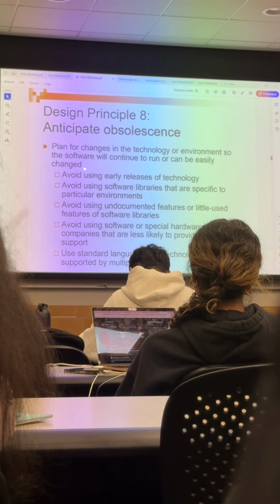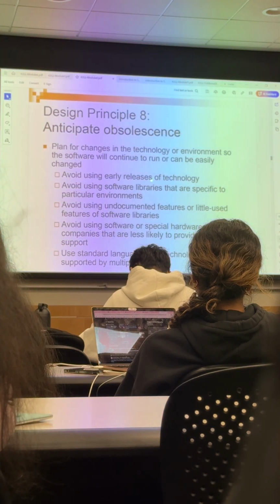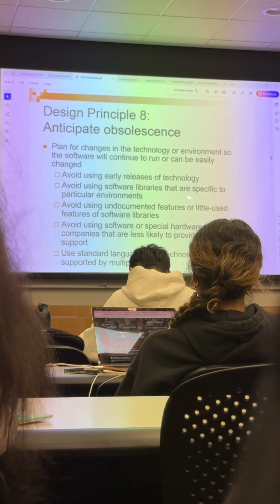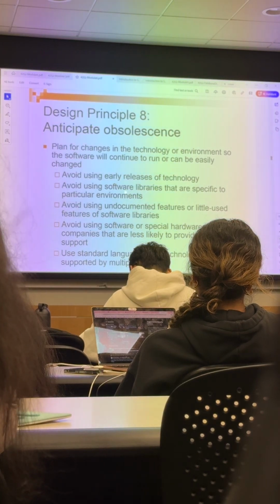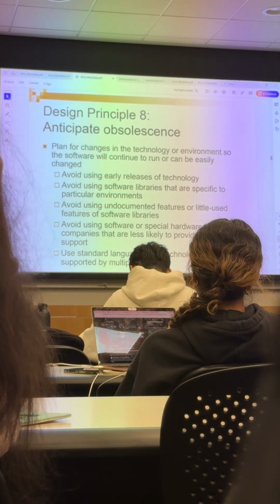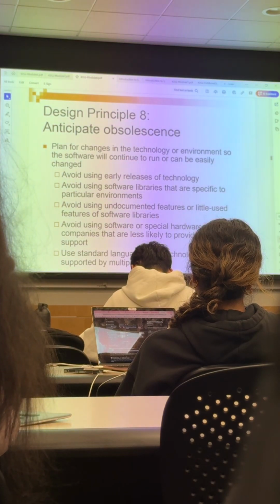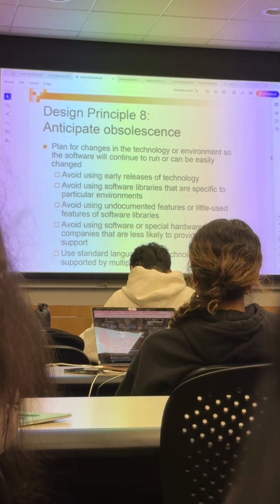Some of the key points here: avoid early releases of technology which may be buggy, which may be problematic. We want to avoid using any kind of undocumented features. We want to avoid software libraries that are environment specific. We want to avoid software or special hardware from companies, again, if you don't have long-term support, that is a problem. And we want to make sure you use standard libraries and technologies that are supported by multiple vendors. We want to make sure there is standardization.